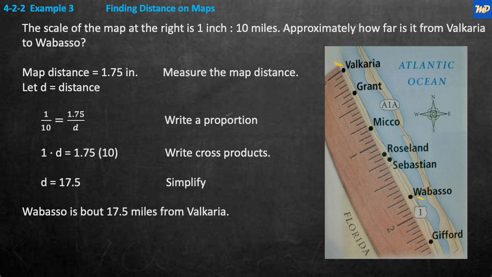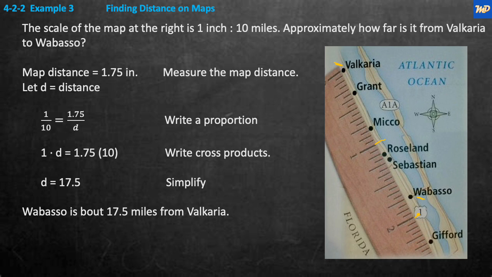So what we're going to do is measure along the ruler because they're telling us it's 1 inch for 10 miles. So if you go from this point right here to this point right here where the 1 is, that's 1 inch, that's 10 miles on this map, along the shoreline here. So let's go ahead and measure it. What do we want to do? The map distance is 1.75 inches.